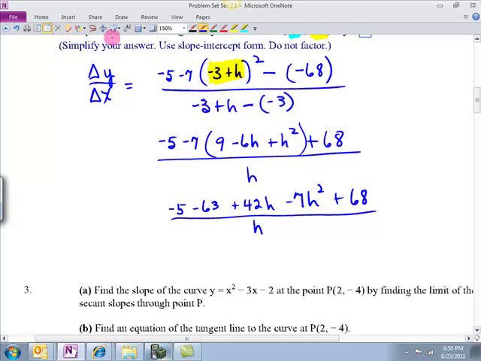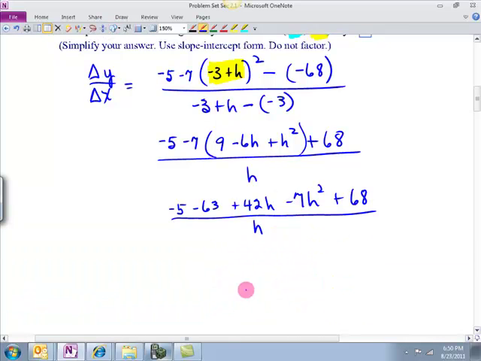Okay. What are you noticing on the top? Yeah. These guys cancel. Okay. So I'm left with 42h minus 7h squared over h. Can I factor that? Okay. 7h times, oh, I don't want to take out 7h. I'm not really just factoring. Sorry.